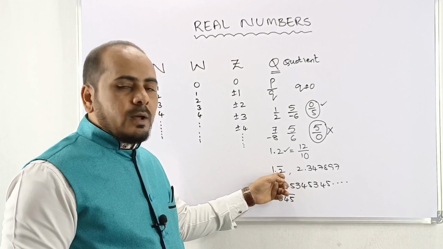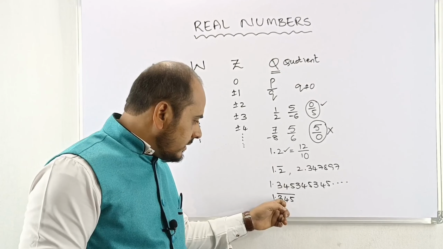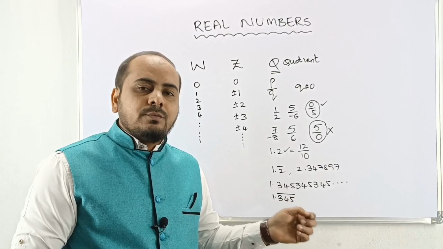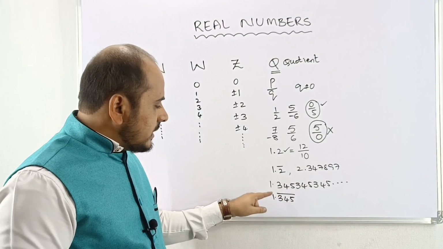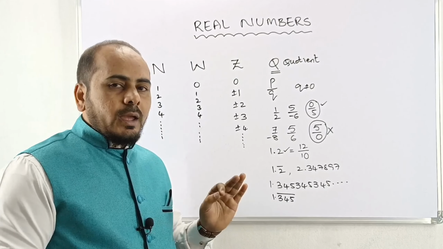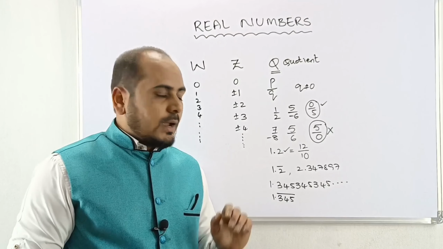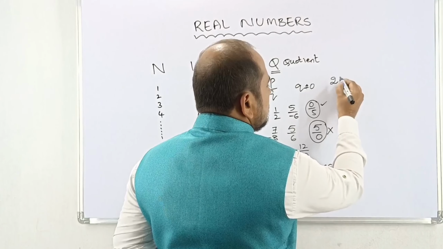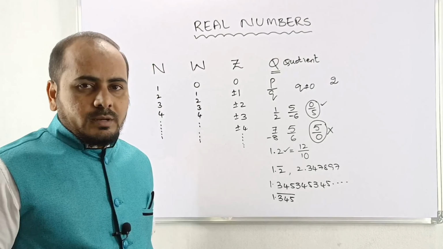Same like 1.2 bar, how we have taken here directly. Here for this number we can consider it as 1.345 bar, and this can be written in the form of p by q. Hence it is also a rational number. And not only this, some more numbers we have, my dear, like 2 is a rational number.